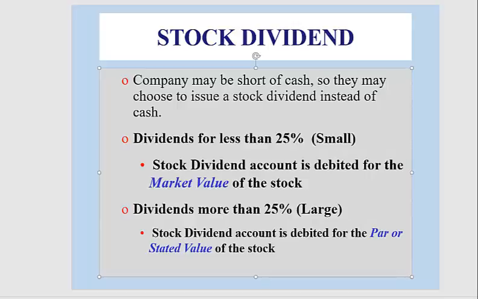Stock dividends are typically issued as a percentage of the total dividends outstanding. Stock dividends can be classified as either small stock dividends or large stock dividends. Small stock dividends are usually stock dividends that distribute less than 25% of the number of shares outstanding. Large stock dividends typically distribute more than 25% of the number of shares outstanding. So let's look at some examples and see how each of these is handled.